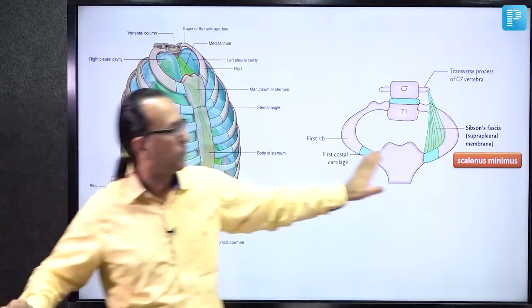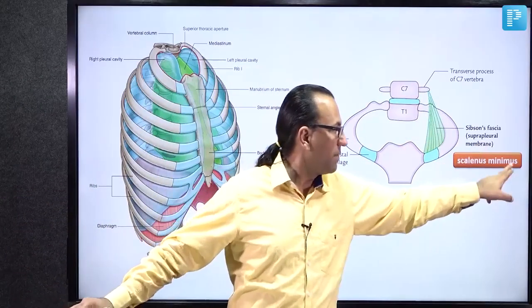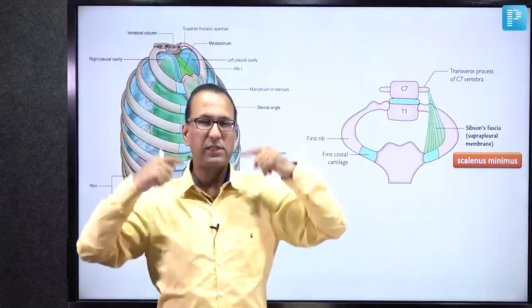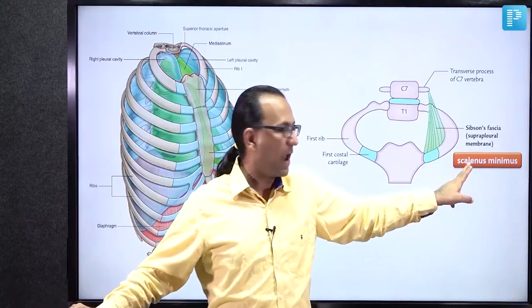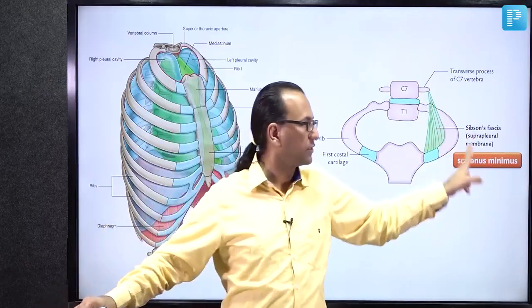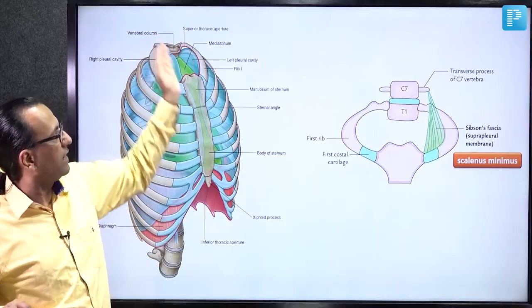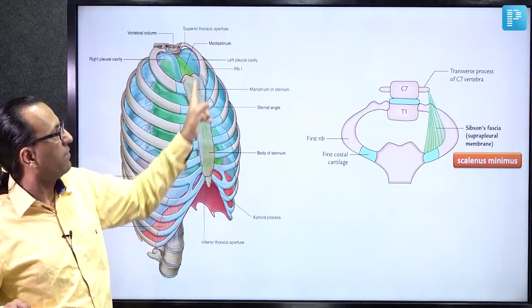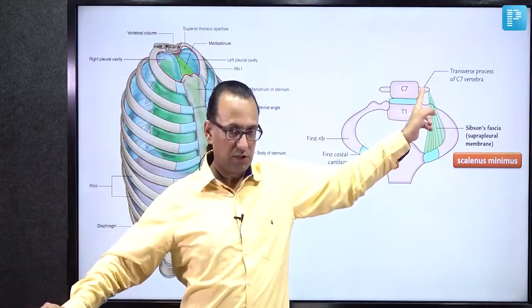Now, we are looking at the apex of the lung, which is covered by a membrane, which is called the suprapleural membrane. It is a modification of the scalenus minimus muscle. There is a scalenus anterior, medius, and there's a minimus also. It is modified and it's a degenerated tendon, the suprapleural membrane, or called Sibson's fascia, on the apex of the lung, attaching to the first rib and also the transverse process of the C7 vertebra there.